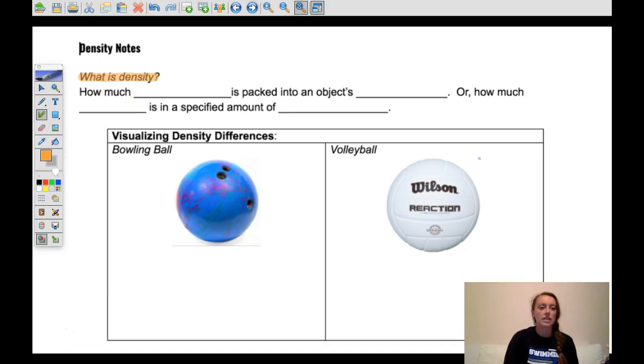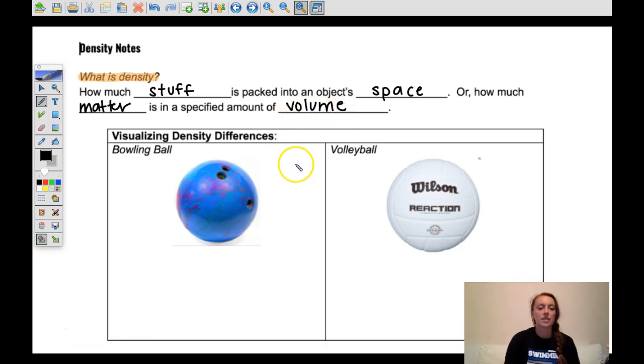So what is density? Density is how much stuff is packed into an object's space. Or in other words, and in more scientific language, it's how much matter is in a specified amount of volume.